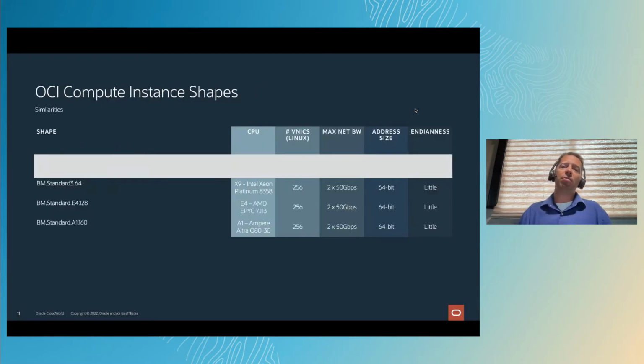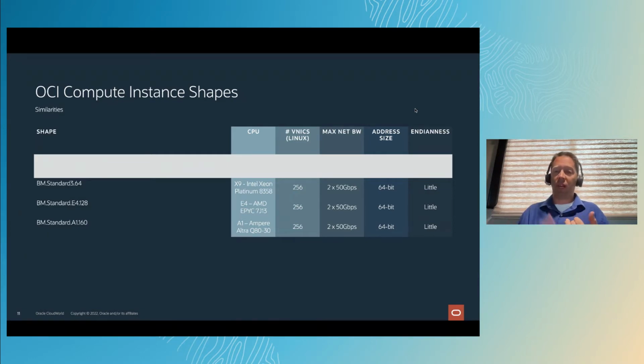And we start looking at the compute instance shapes. Coming from an Intel or AMD world to an ARM world, let's look at some of the similarities between these. So I'm going to look at what OCI offers. These are just a small sampling, clearly. We have a lot of different compute shapes available. But when we look at, for instance, Intel Xeon Platinum 8358 versus the AMD EPYC 7J13 versus the Ampere Ultra Q8030, you can see here some of the similarities.